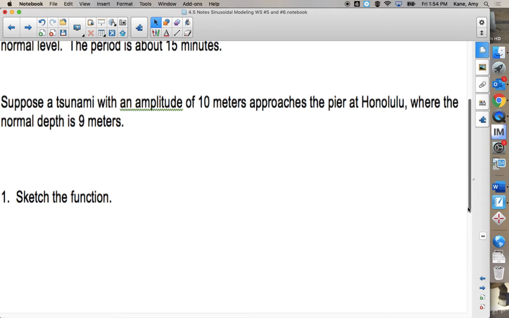It's not resting at 0. It's actually above what we would say sea level. So 9 meters is like the middle where the water is just resting right now. So you're going to try and complete that, Jacob.